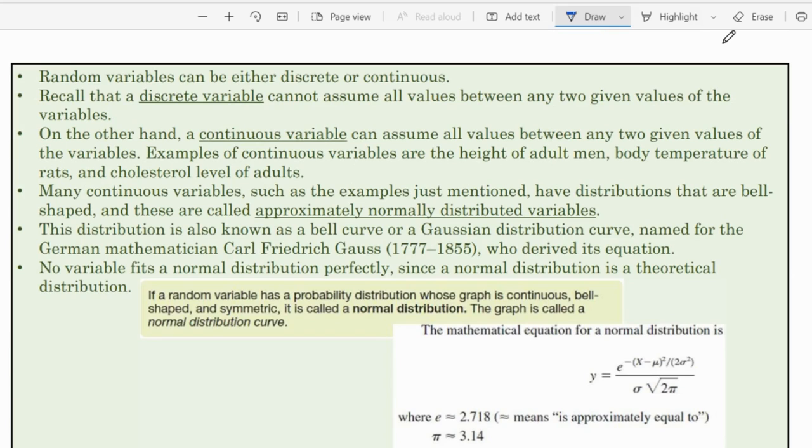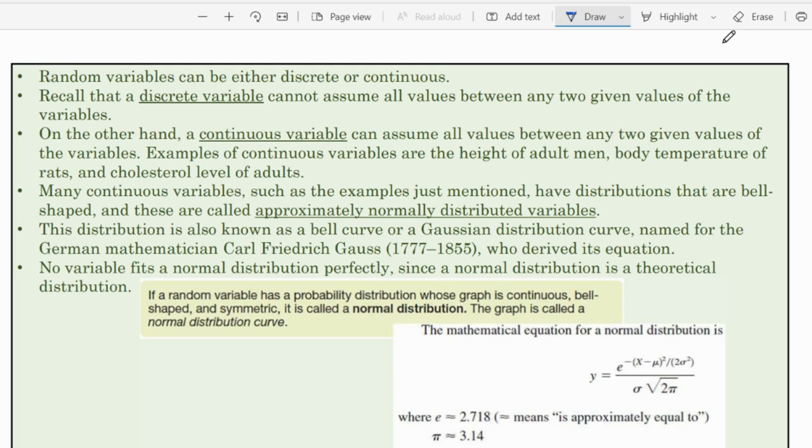So remember, random variables can be either discrete or continuous. We learned that in previous chapters. Recall that a discrete variable cannot assume all values between any two given values of the variables. Remember, if you're going to include decimals and fractions, you're going to be using continuous variables. On the other hand, a continuous variable can assume all values between any two given values of the variables.